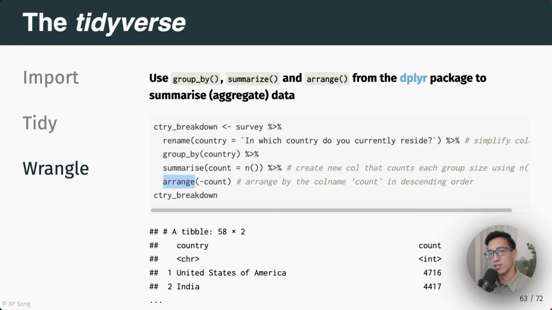Finally, we can arrange the resulting table in a descending order of count. We assign the result of this pipe to a new object called country breakdown, and we can print it. The output here shows a table with 58 rows of 58 countries and only 2 columns, the country name and the count, so the number of respondents.